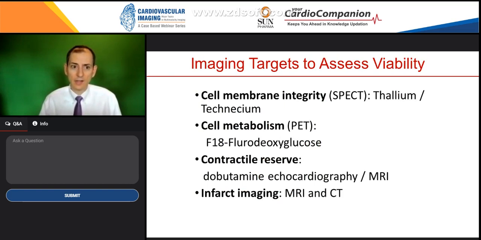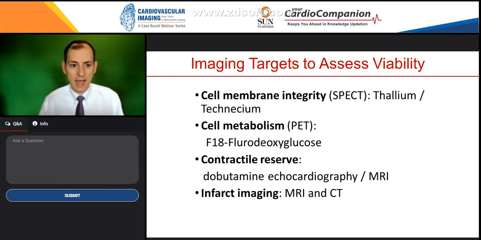So how do we look at viability? And I know Dr. Chandrasekhar talked about this a little bit, but in nuclear imaging, we can look at the cell membrane integrity. So tracers like thallium and technetium are intracellular agents that have to go into the cells.